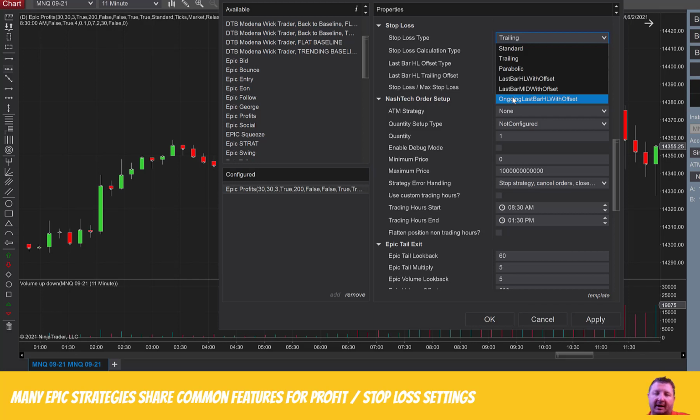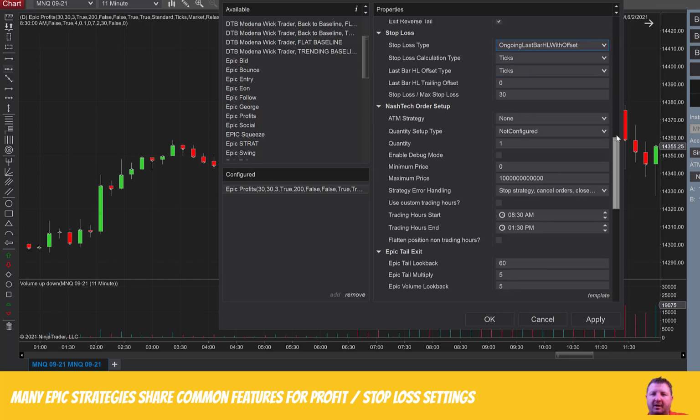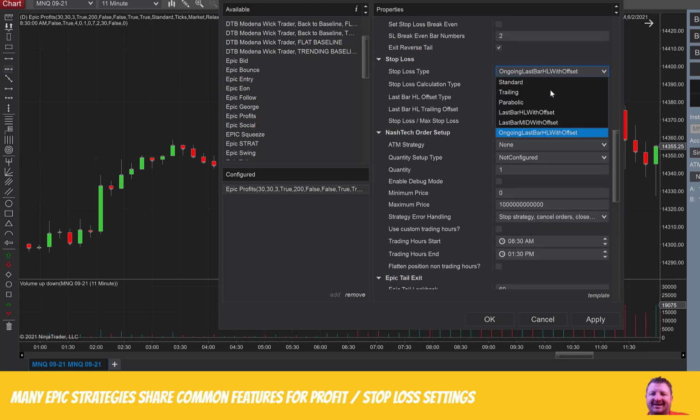Sometimes ongoing last bar high low is used as a profit target. It's likely never going to hit the profit target, but your profit's going to be taken at the stop loss of the previous bar. All right, so when you see offset, what does offset mean? This means if you entered here, this candle, the 3rd candle, and you had a 1 tick offset, the stop loss of the last bar high low would be 1 tick below the pause bar. That's what it's going to be set to.